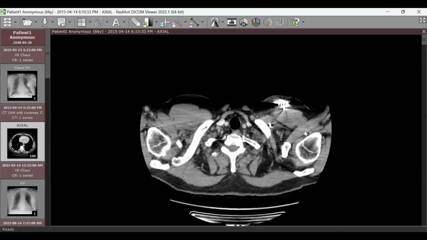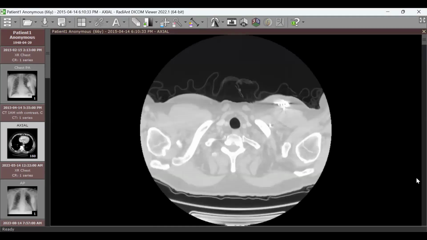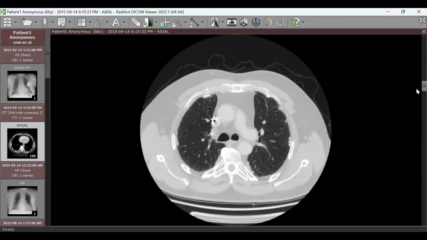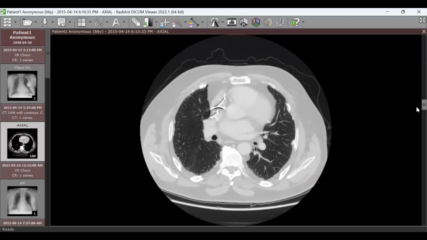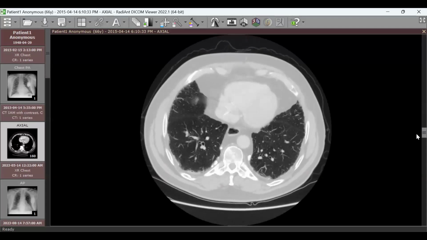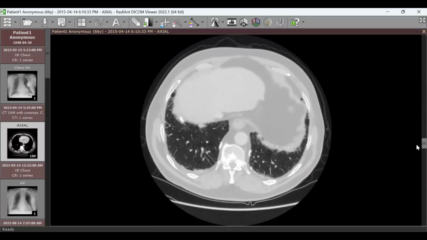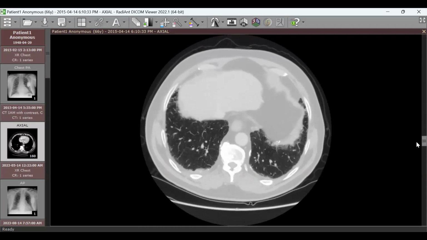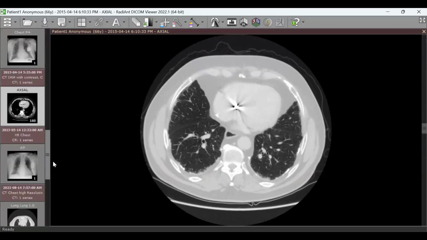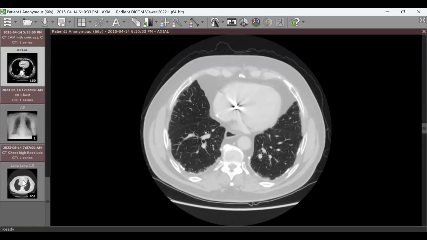I'm going to show you the lung window first. Yes, multiple calcified plaques, bilateral, pleural based. Pleural thickening, bilateral, obvious pleural thickening. Multiple scattered calcified plaques. Yes, this is the older one. I'm going to show you the newer one. We'll come back to that later.